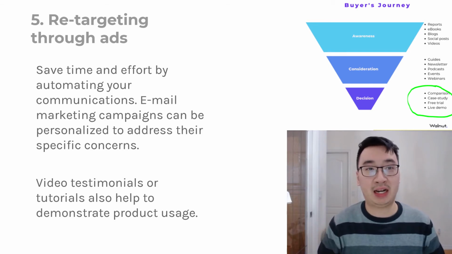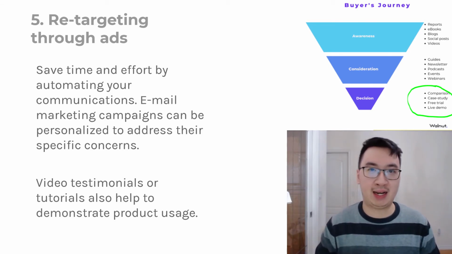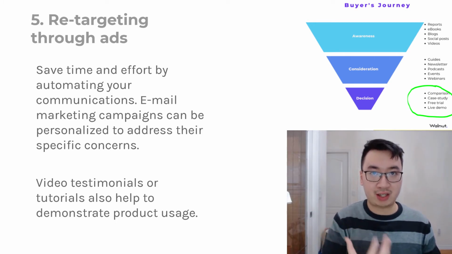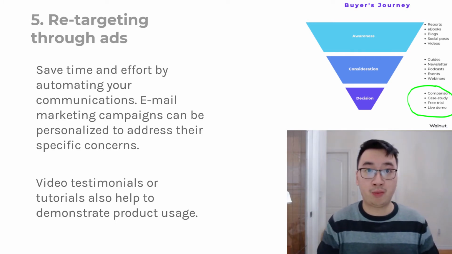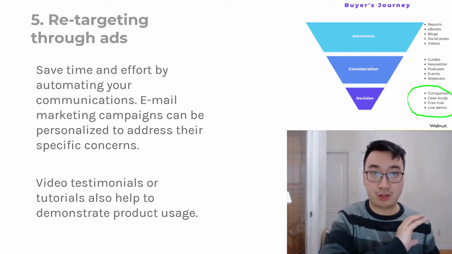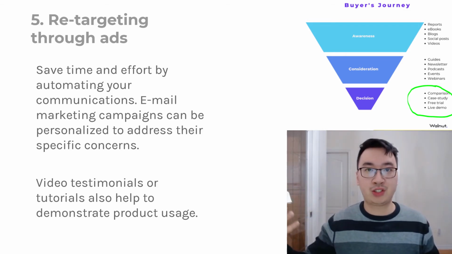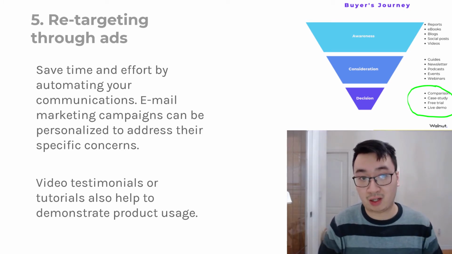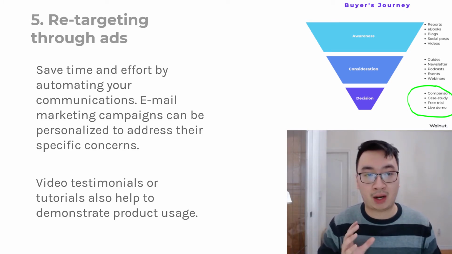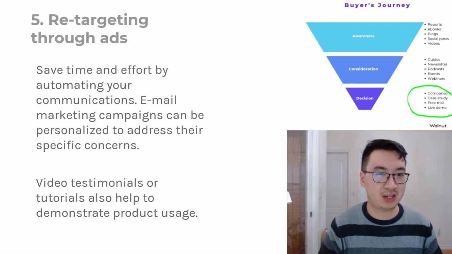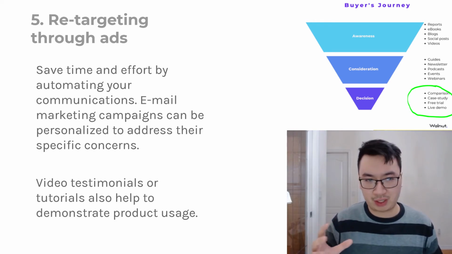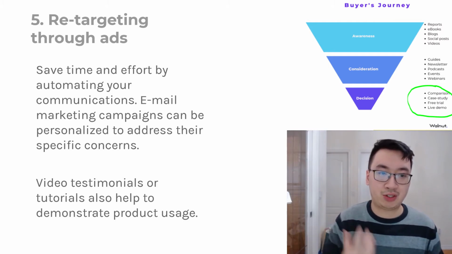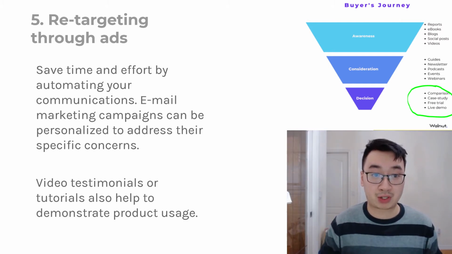And the last tip I have for you is retargeting through ads or some other sort of communication. So there are actually things you can do on Facebook where you set these ads to appear to individuals that have clicked on to your website. You can actually save a lot of time and effort by automating your communications and your advertising. With your email marketing campaigns, you can personalize these to address specific concerns or issues.